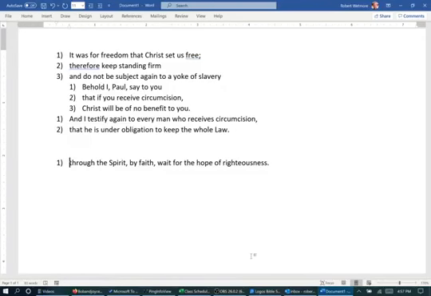All right? Okay, I'm going to change it back into a non-command. We, through the Spirit, wait for the hope of righteousness. We, through the Spirit, by faith, wait for the hope of righteousness. We wait. The wait doesn't make any sense as a statement without the we. So, you see what we're doing then?